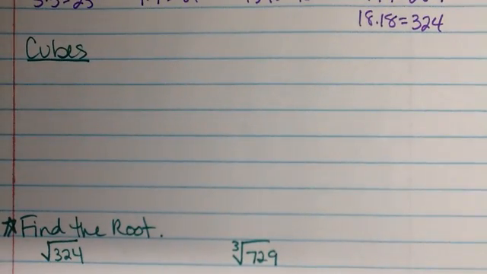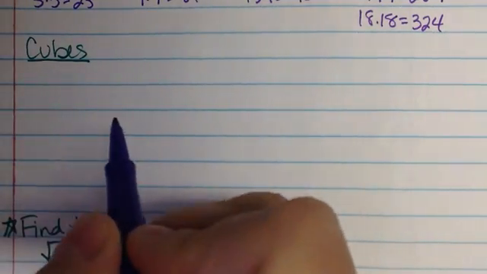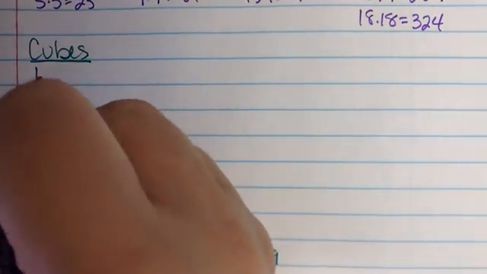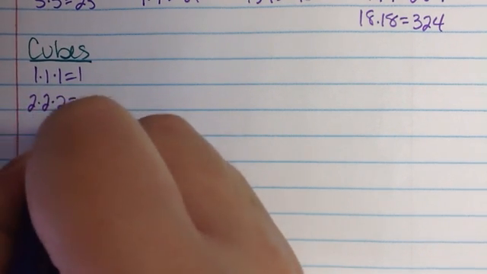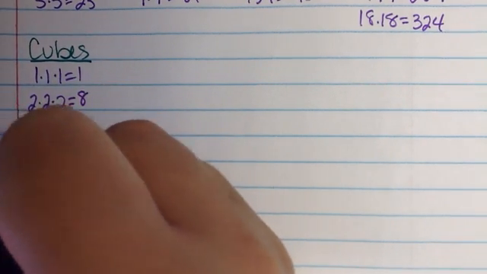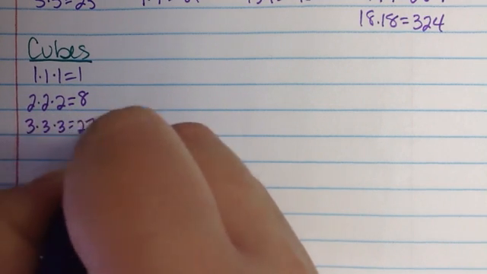So for the cubes, it's a product of a number times itself times itself. So the factor that makes up the edge length of a cube. Okay, so here we go. 1 times 1 times 1 is 1. 2 times 2 times 2 is 8. 3 times 3 times 3 is 27.